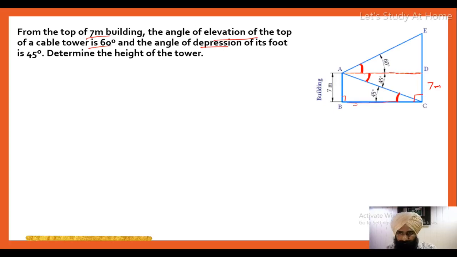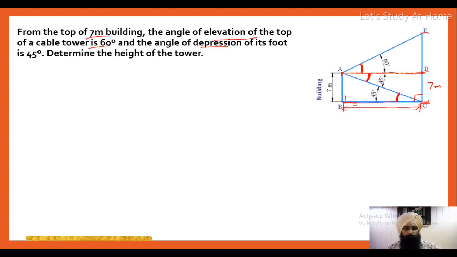So start. Now firstly we want to find the height of the tower. One thing we have found without doing anything, CD we have found 7 meter. I want to find only ED. To find ED, the angle 60 degree is given, and if we find AD, the base, then we can find the perpendicular. This base is equal to AD. I have already told you that this is a rectangle. Opposite sides of a rectangle are equal.